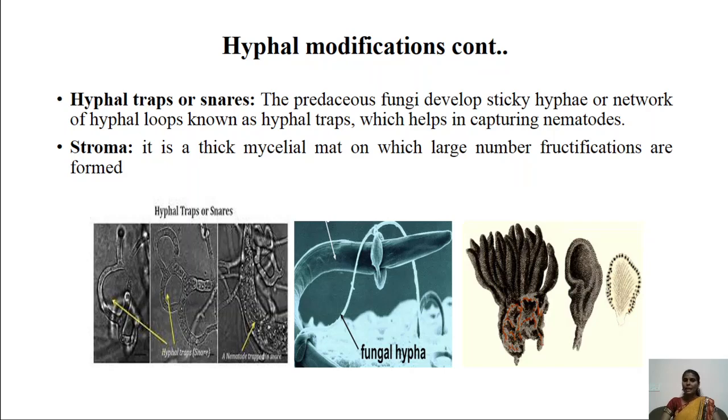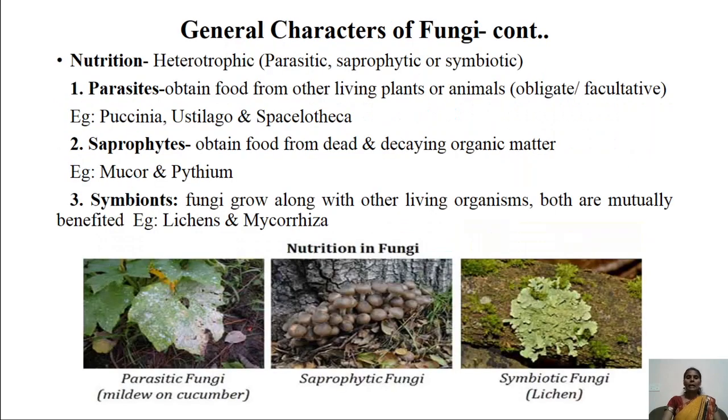Then the last type of hyphal modification is stroma. Stroma is a thick black mycelial mat on which a large number of fructifications are going to be formed. So these fructifications are nothing but fruiting bodies of the fungi, which are going to enclose a number of spores for the next generation. Then continuing with the general characters, that is nutrition in fungi.